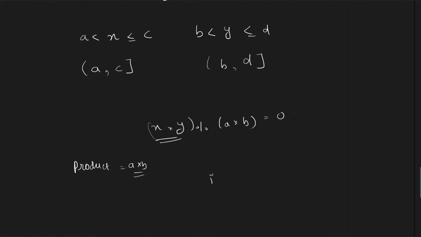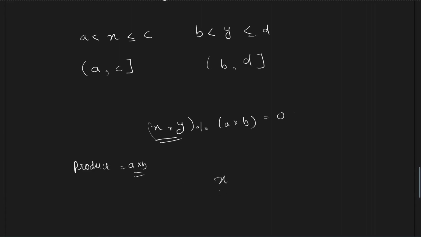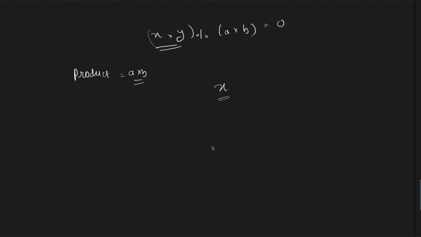So for example, I have got some value x which is between a and c, excluding a and including c, obviously. So I need to find some multiple such that this whole thing is divisible by the value of product. So how do I find this multiple? How do I find this value?